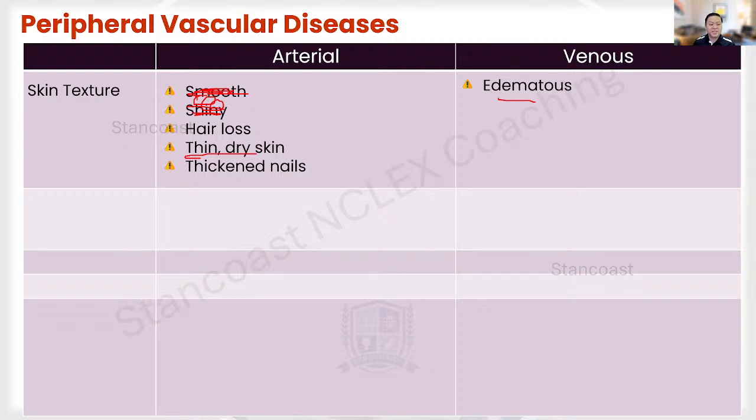Now, the other reason for that edematous skin in the venous type of disorder, it's because of the increased venous pressure, and there's also going to be that classic hydrostatic pressure. That's pretty much what I'm referring to.